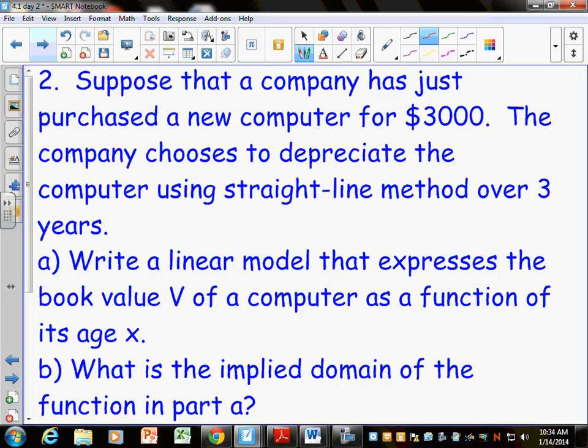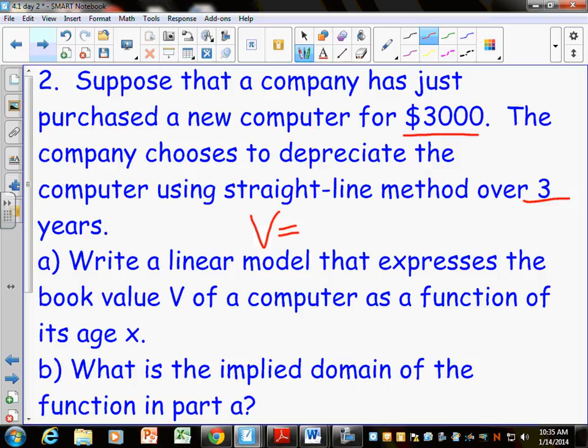of its age X. So again, if it costs $3,000 and we're using the straight line depreciation over 3 years, how much is it losing every year? $1,000. So the idea is if it's losing that much per year, you should be able to write an equation. And I left you space next to it. I'm just going to squish mine in here and write it up here.